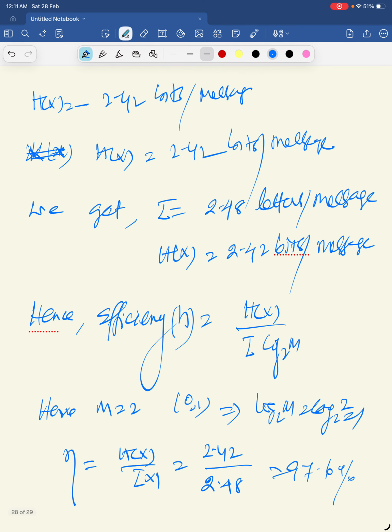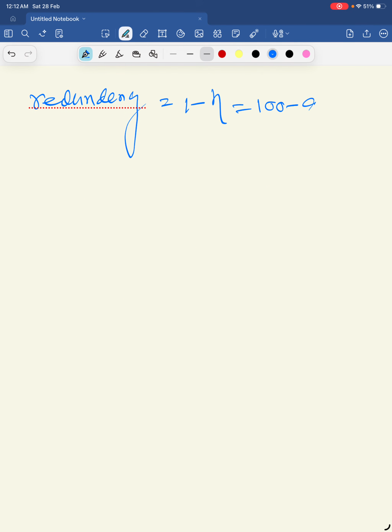Now we can make one more calculation, that is redundancy, which is equal to 1 minus eta, that is 100% minus 97.6%. So that is 2.4%. 2.4% is the redundancy. So that is all about it.